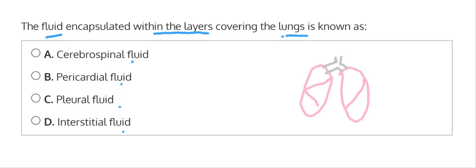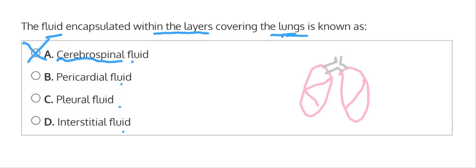So option A is cerebral spinal fluid. So we know that cerebral has to do with the brain, and the spine is the spinal part, cerebral spinal fluid. So this is the type of fluid that we see between the arachnoid and the pial meninges of the brain. So it has to do with the brain and the nervous system going down the spinal cord. So this is what you would see in the spinal cord and what you would see in the brain. So not what we're looking for when we're talking about layers covering the lungs. So we can eliminate option A.